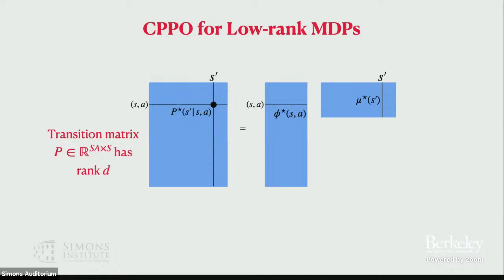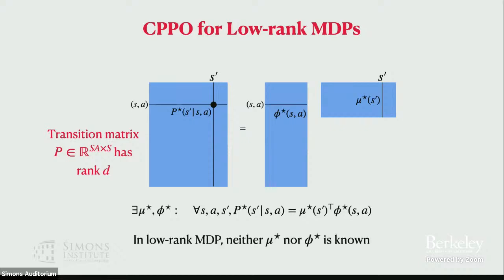What I'm going to assume here is that this matrix has rank D, where D is significantly smaller than the number of state and action pairs. So this factorization looks like that. And put it in a different way, you can just assume you have mu star and phi star, two mappings, such that for every state action next state triple, you can write the probability of transiting to S prime at SA as the inner product between these two vectors, right? And the dimension of these two vectors are D, which is the rank of the matrix.